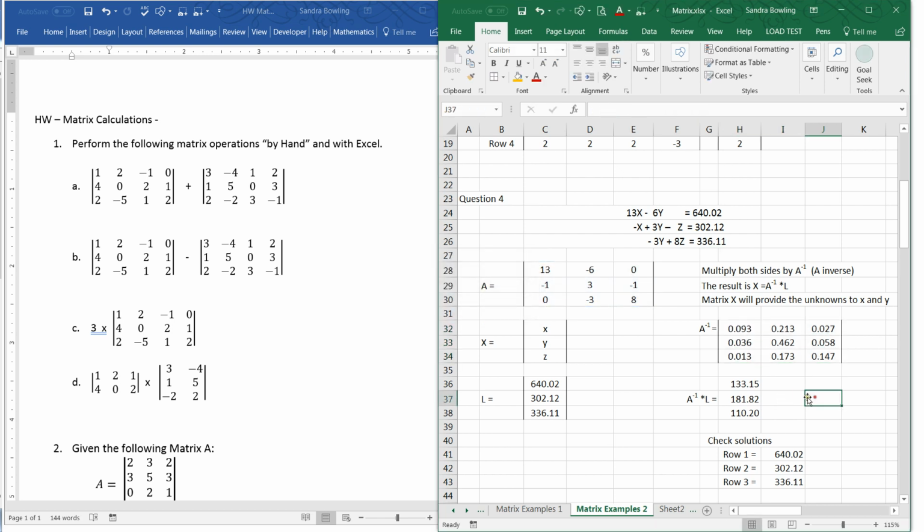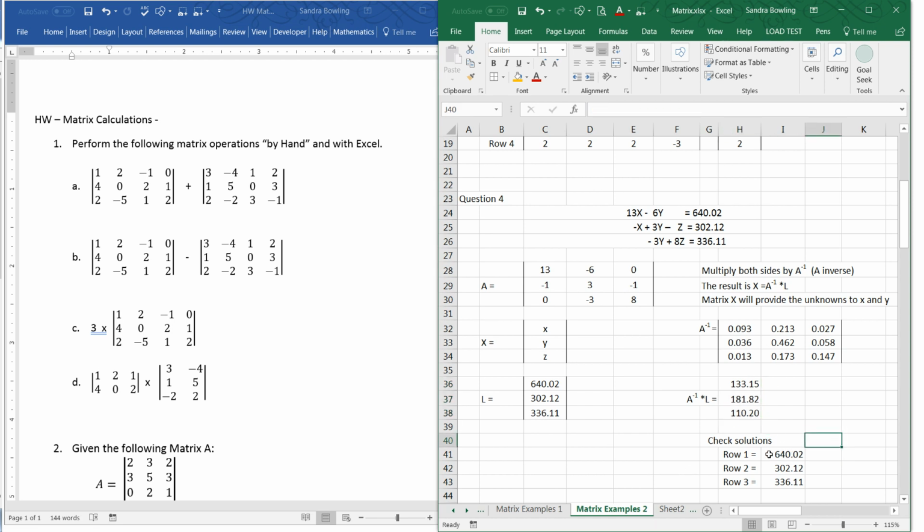Now, the next thing that I did is I did the multiplication of the inverse. Remember, it has to be the inverse first, multiplied by the L matrix. So I said MULT, parentheses, highlighted the inverted matrix, comma, highlighted the L matrices, close parentheses, and then hit Control, Shift, and Enter, and solved it.